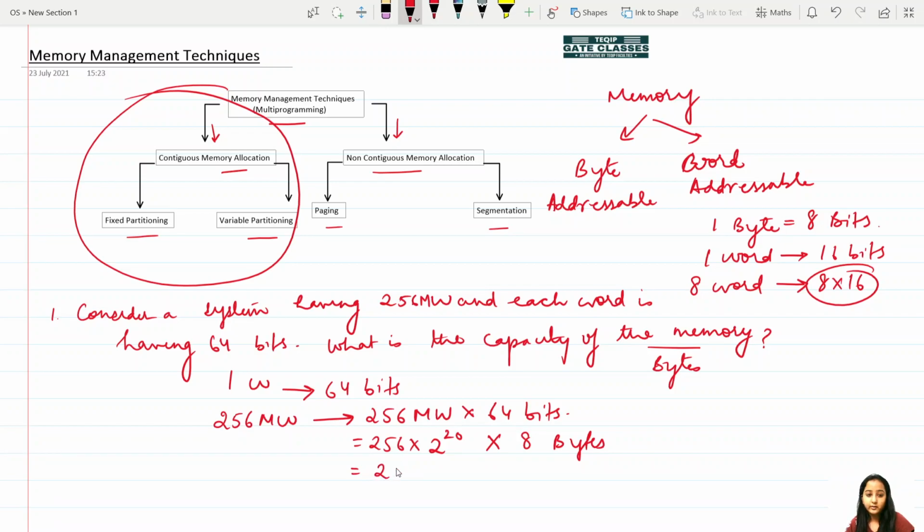So 256 is 2 raised to power 8, into 2 raised to power 20, into, what is this 8? 2 raised to power 3. So what will it be? It will be 2 raised to power 31 bytes, or you can say that it is 2 GB. So what is the total capacity of the memory? 2 GB. You can calculate like this.